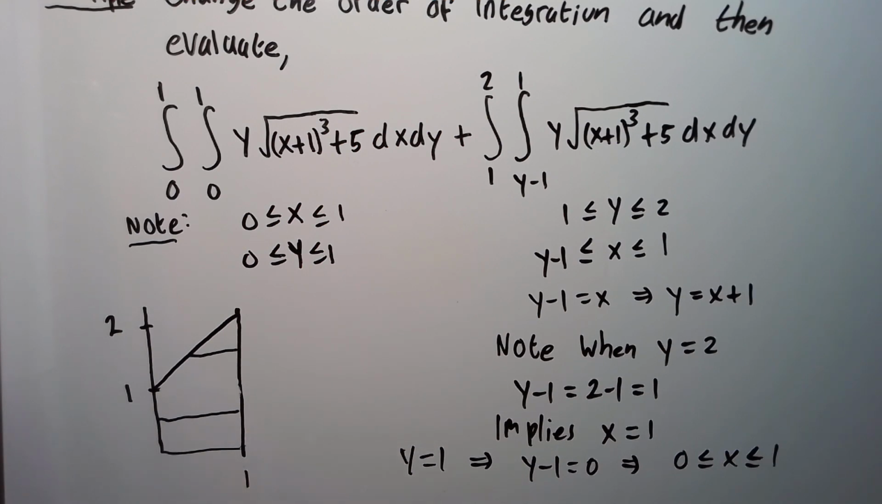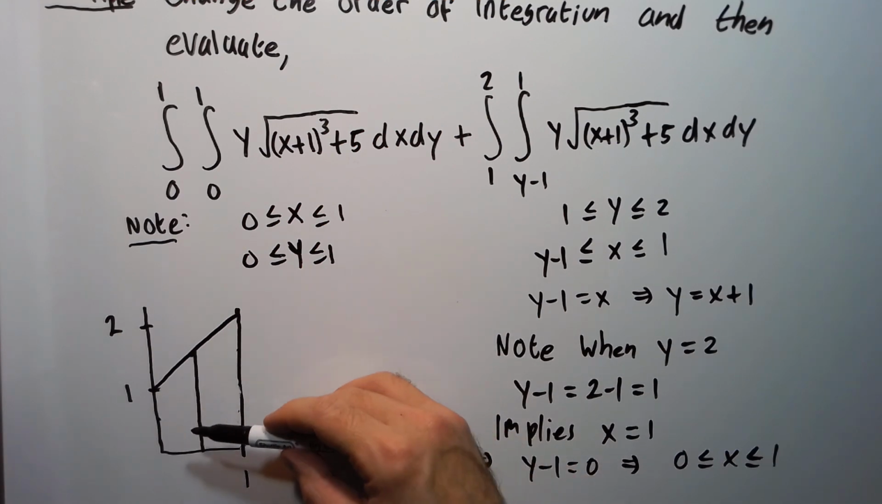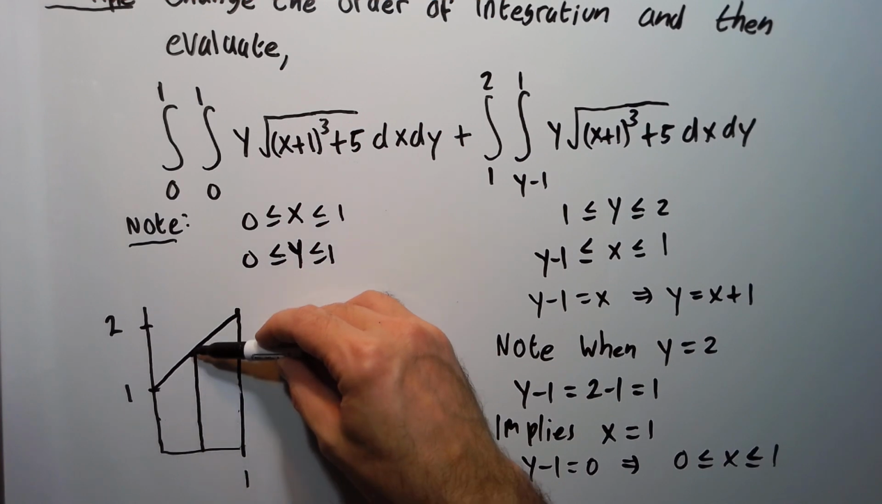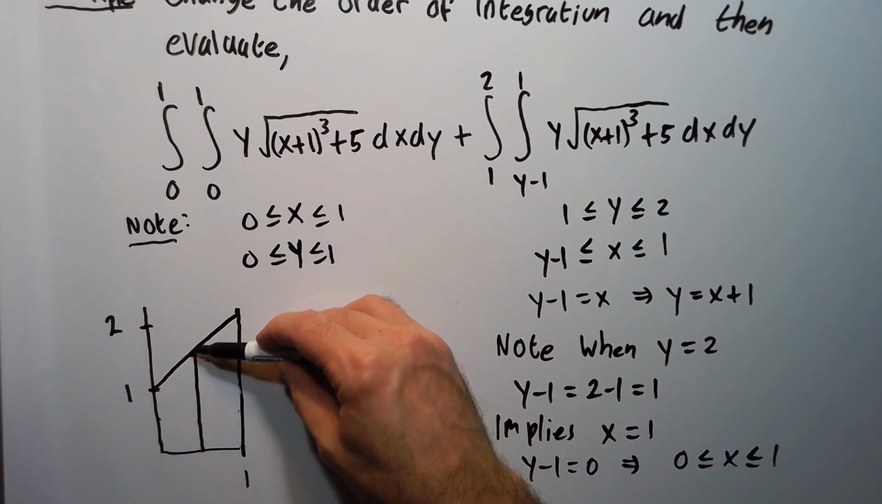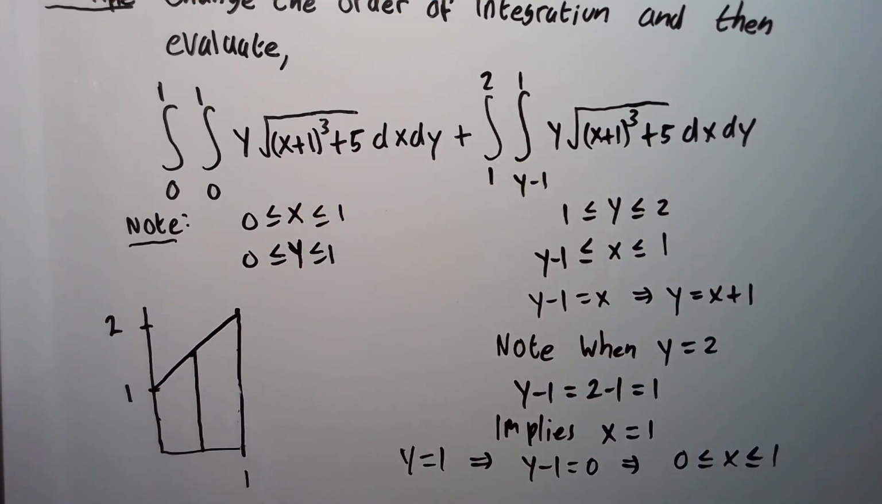Let me erase these. So we're going to be doing vertical strips like this. You can see here it's only going to require one double integral. It won't require two like up here. So let me summarize.